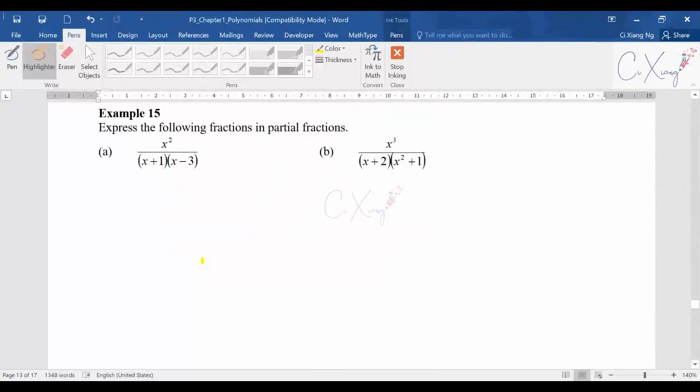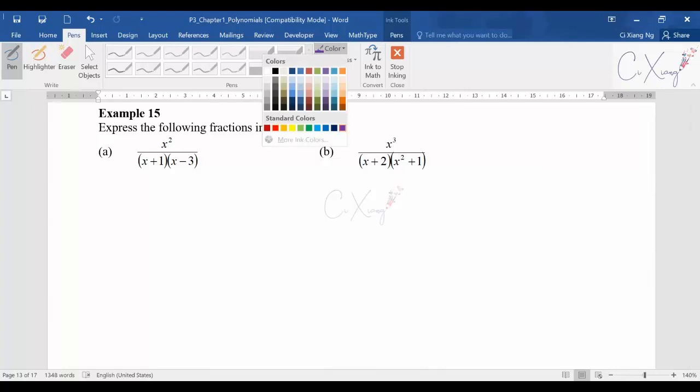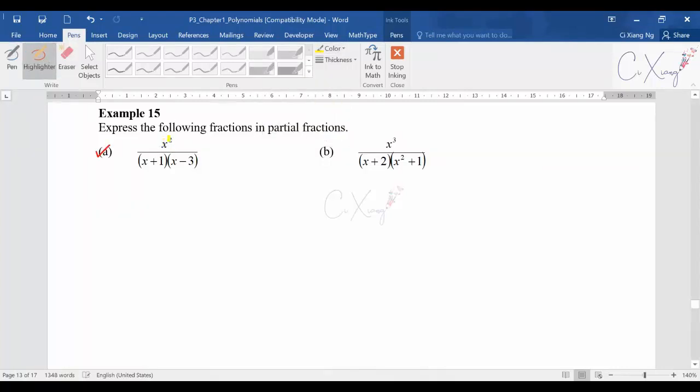Okay, so for example, 15. For me, I will try part A, you try part B yourself. So for part A again, from now onwards, when you look at the rational function and they want you to split it into the partial fraction, the first thing is you check on the degree first. The degree on top is 2. The degree at the bottom, you take x times x is x squared, also 2. So when the degree on top and the bottom are the same, it is already an improper fraction.